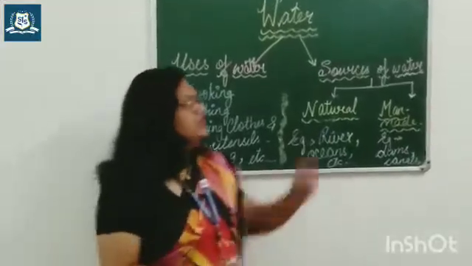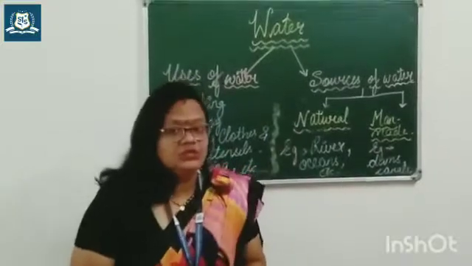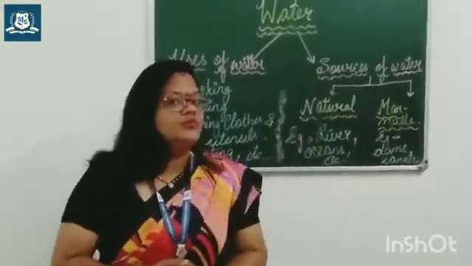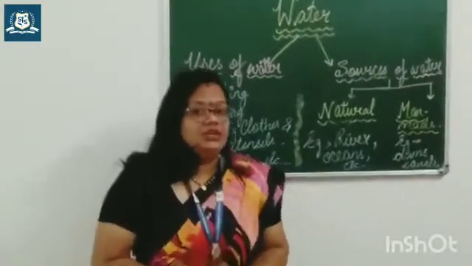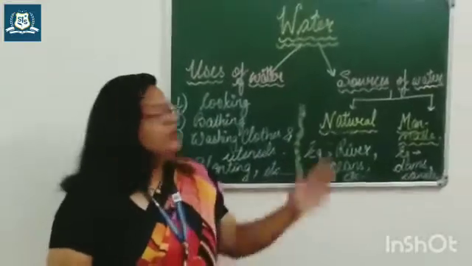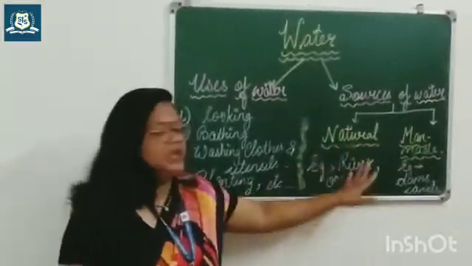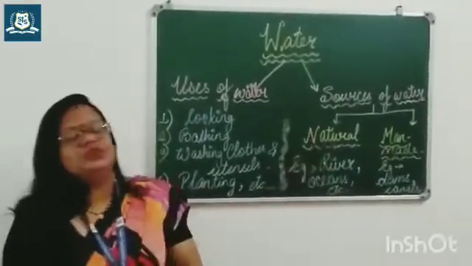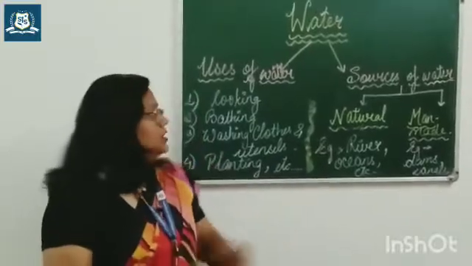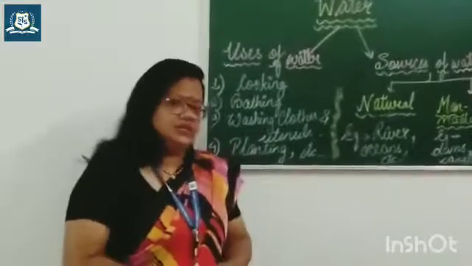Now come and let's see what the sources of water are. There are two types of sources, but the main source of water is the rain. Rain is the main source of fresh water. Now the water, when it comes down as rain, is divided into two parts. First is the natural source. Natural sources are the sources which are made naturally, that is rivers, oceans, ponds, lakes, etc.